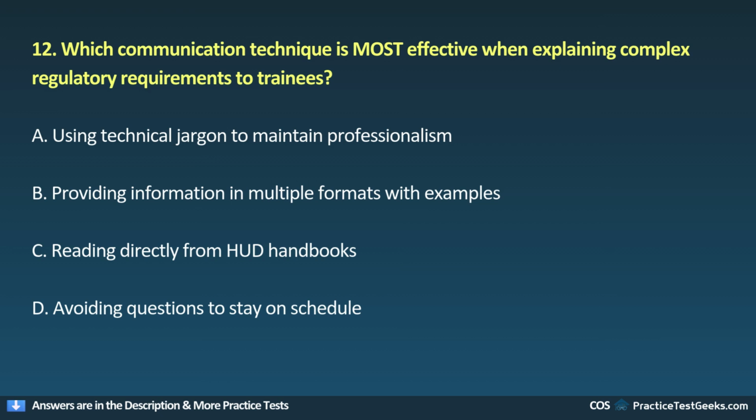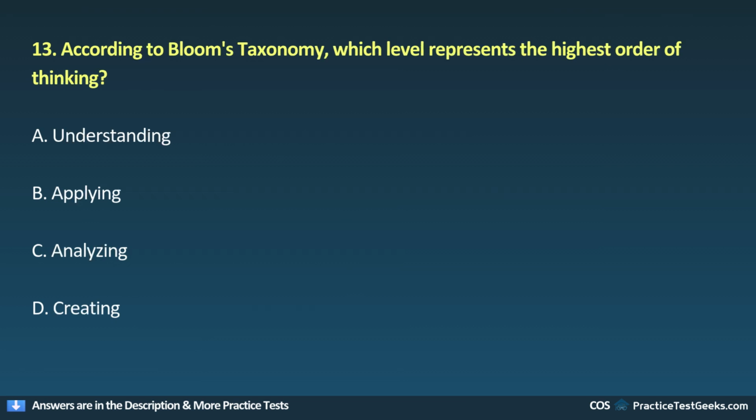12. Which communication technique is most effective when explaining complex regulatory requirements to trainees? A. Using technical jargon to maintain professionalism. B. Providing information in multiple formats with examples. C. Reading directly from HUD handbooks. D. Avoiding questions to stay on schedule.